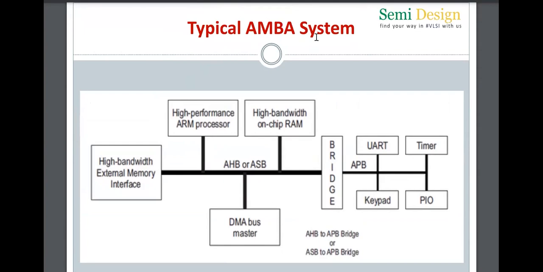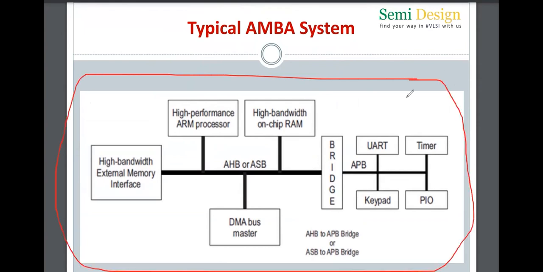If you see a typical AMBA system, AMBA means AHB, APB, AXI, and how we can connect all the protocols one by one. This is the SoC architecture, though in real time there will be a lot of blocks. In the SoC, we have a high bandwidth memory interface, a high performance processor, and on-chip RAM. DMA is for controlling memory.